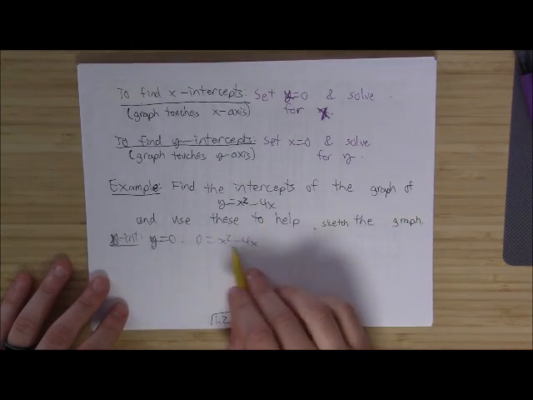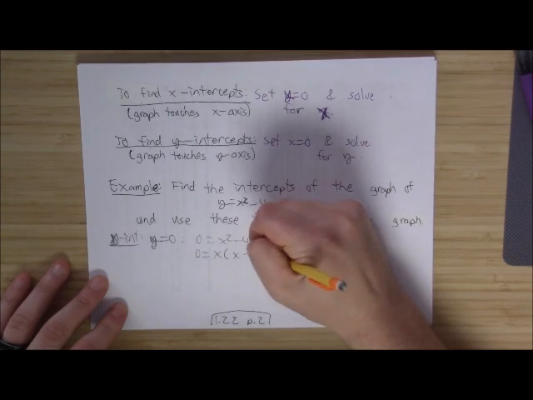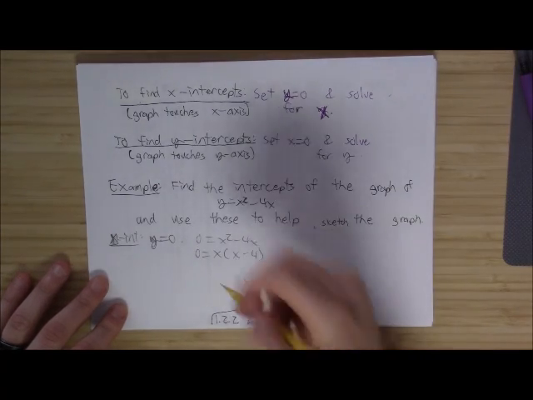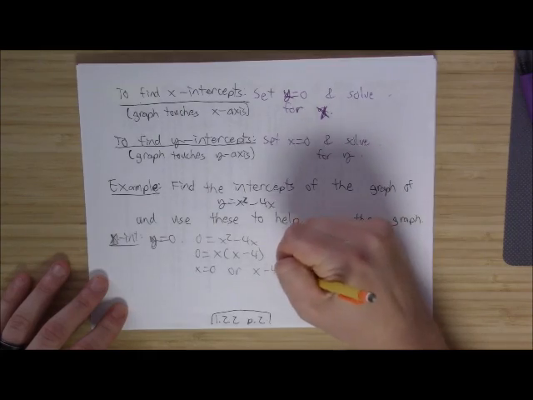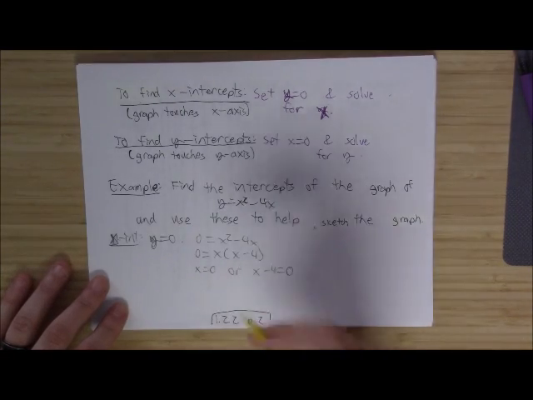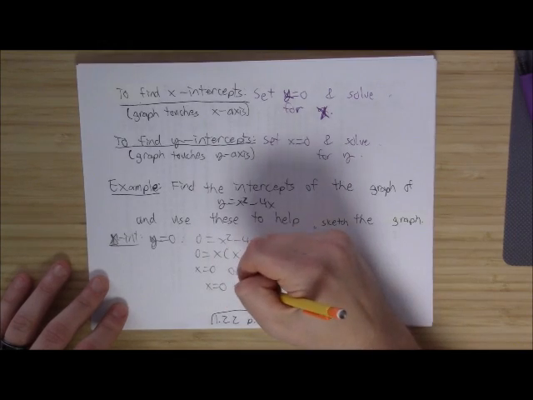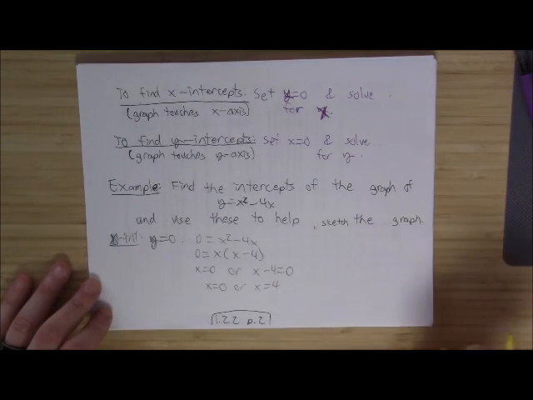This is a factoring problem. We can factor out x, leaving x minus 4. Doing so, that tells us either x equals 0 or x minus 4 equals 0. Seeing how you can use all this algebra that you've accumulated up to this point. That is, either x equals 0 or x equals 4. So that was the x-intercept.